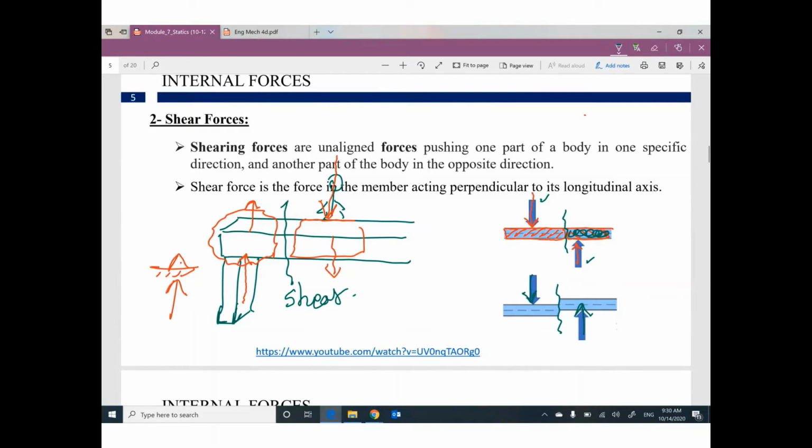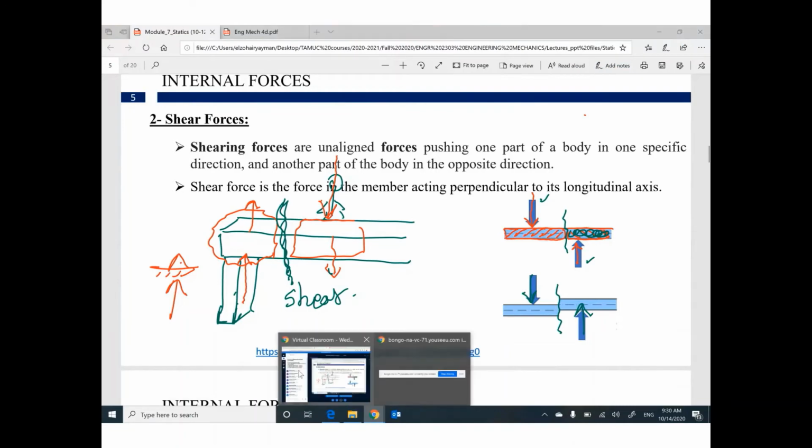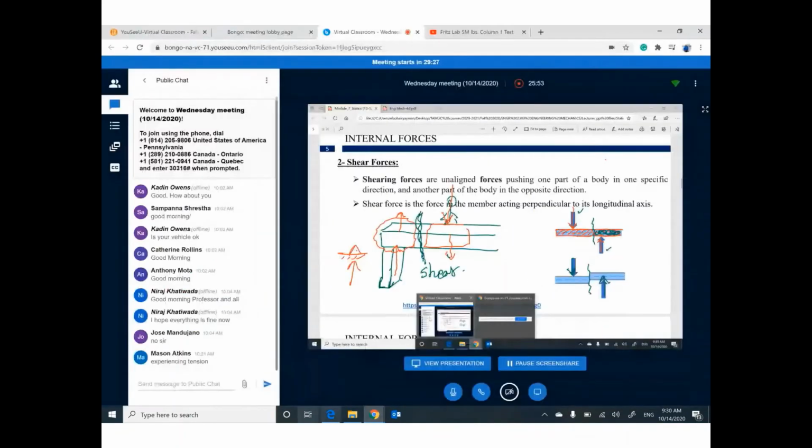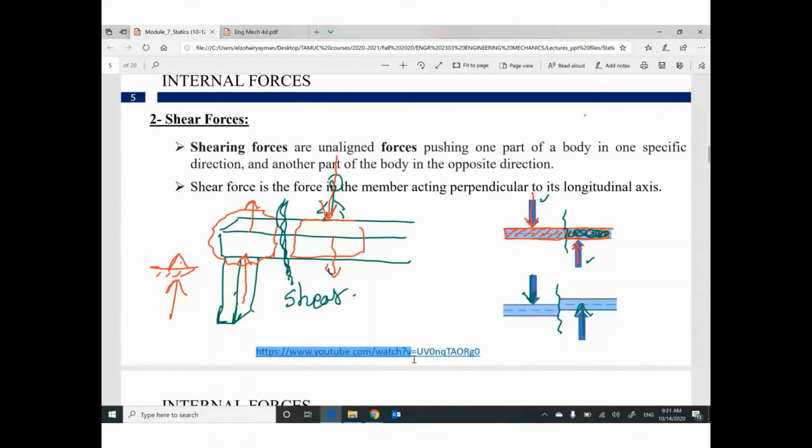So if you are sitting beside a column or beside a wall, probably you can expect shear will happen, because your load is coming down, the reaction from the column or from the wall is coming up, so the beam or the floor would like to shear at this location. Okay, let's watch this interesting video.